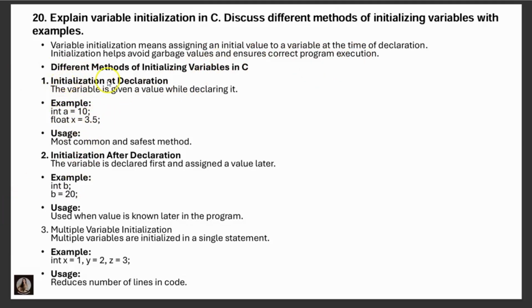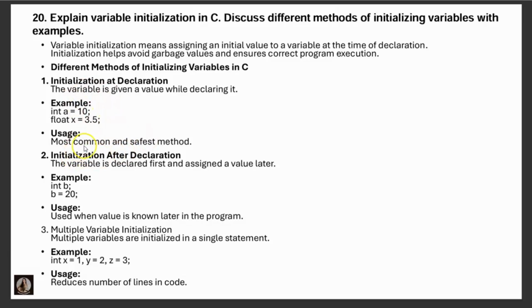Let us see. The first one is initialization at declaration. The variable is given a value while declaring it. While declaring only, I am initializing: int a = 10. This is initialization at declaration. Float x = 3.5. This is the first one. This is the most common and safest method.